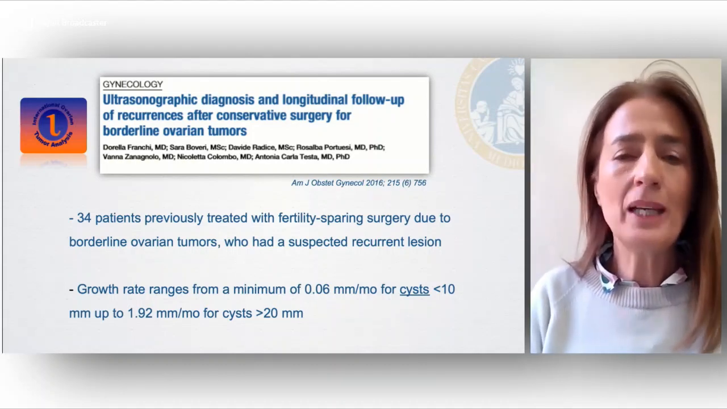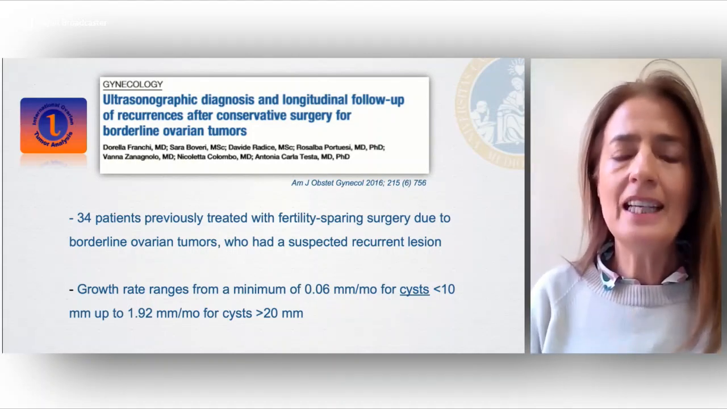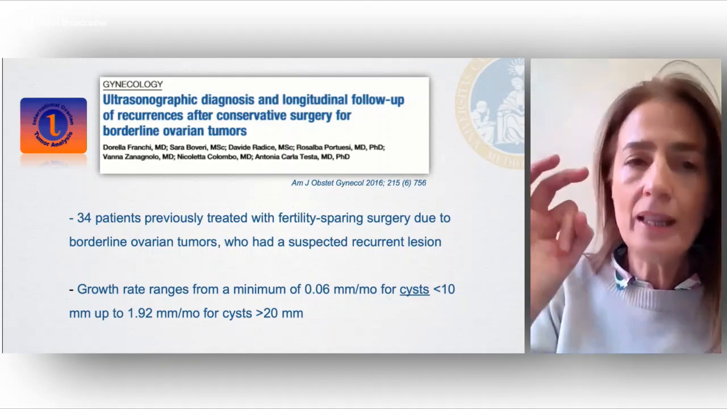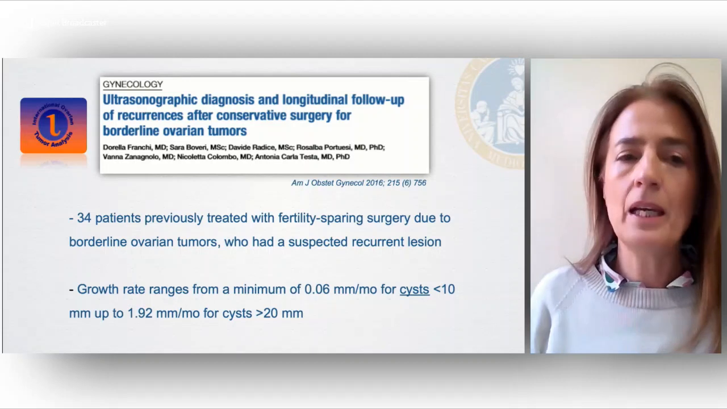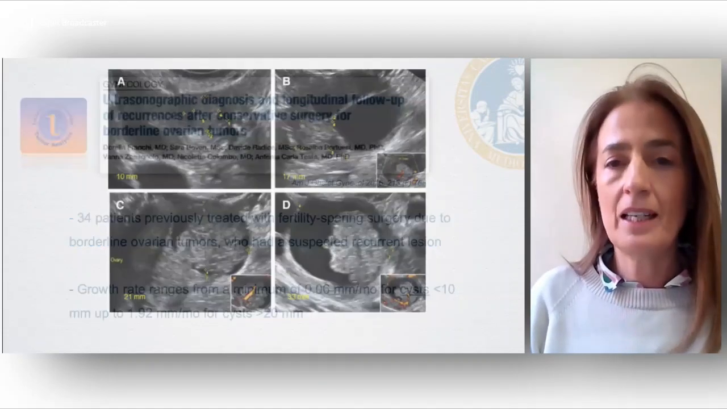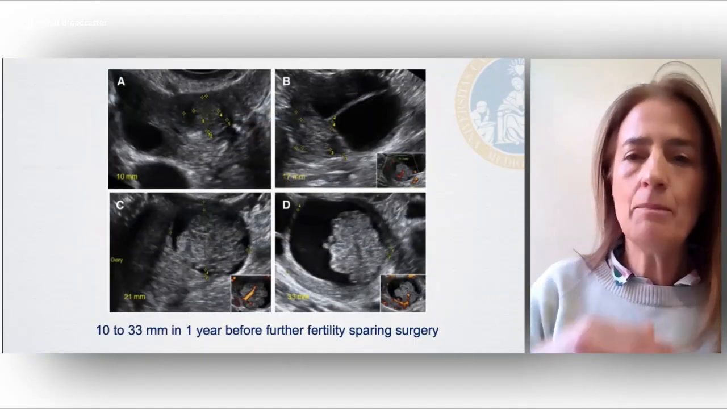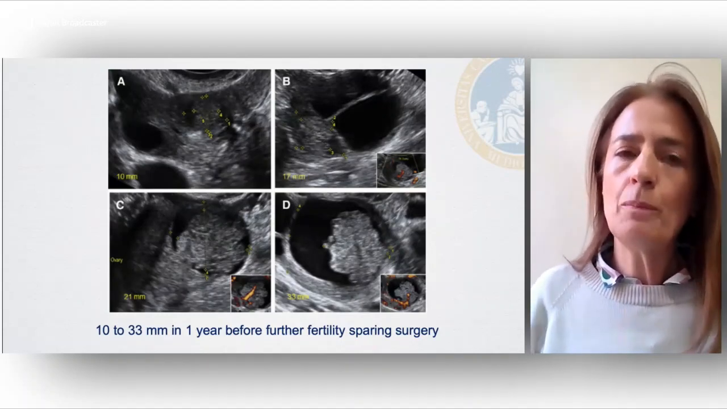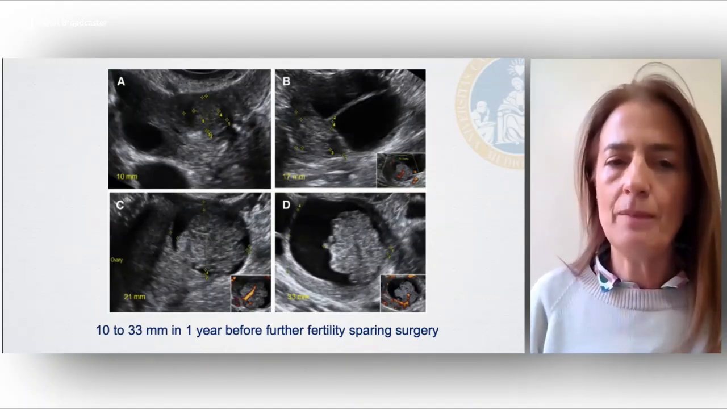We can detect very small recurrent lesions within the remaining ovary. And how can we counsel our patient? We can do nothing. We can simply follow these patients. Why don't we perform surgery immediately?